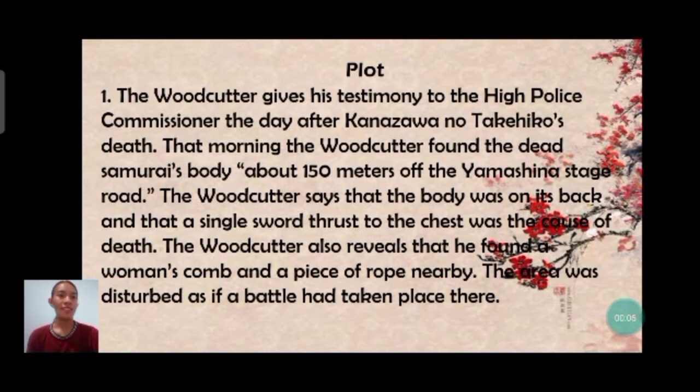So let's have the plot of the story. After the crime scene, the first person who gives his testimony to the high police commissioner the day after Kanazawa no Takehiko's death is the woodcutter. According to him, he found the dead samurai's body about 150 meters off the Yamashina stage road. The woodcutter says that the body was on its back and that a single sword thrust to the chest was the cause of the death. The woodcutter also reveals that he found a woman's comb and a piece of rope nearby. The area was disturbed as if a battle had taken place. So that is the testimony of the woodcutter.